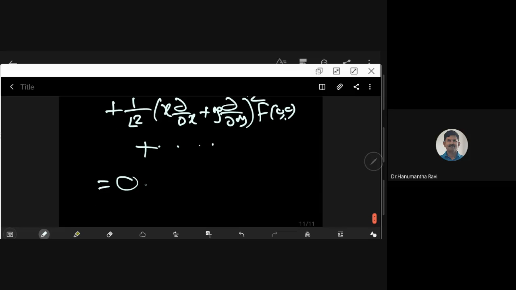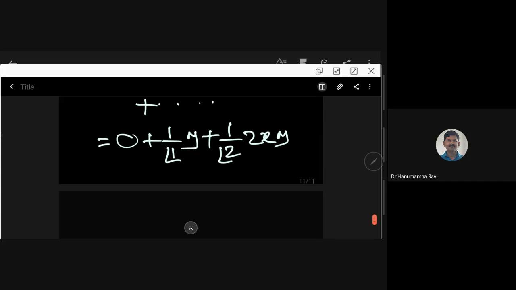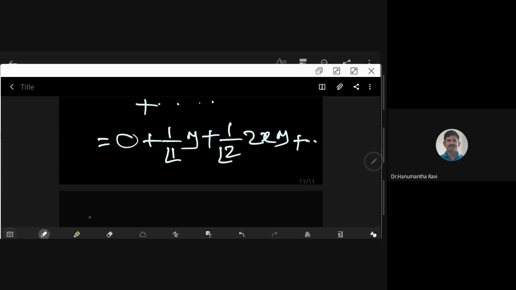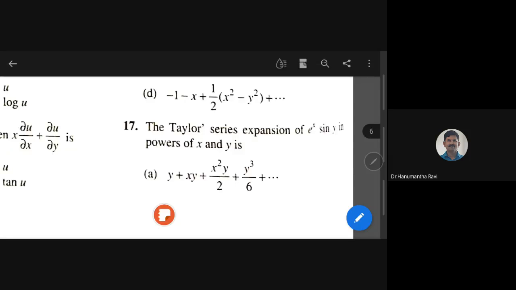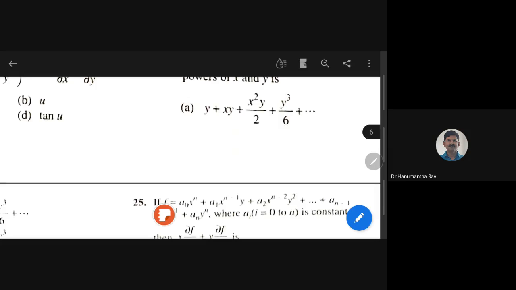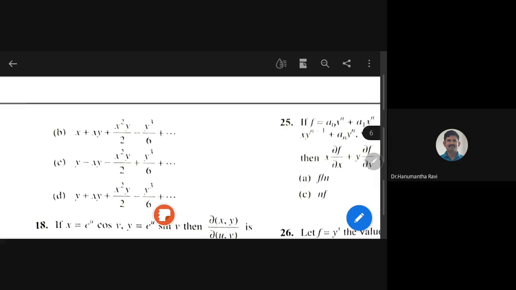One by factorial 1 into y, plus 1 by factorial 2 into 2xy, because the third term is 2xy, plus etc. So this is equal to y plus xy plus etc. Right. Now see what the options are here. So in A, you have y plus xy there.